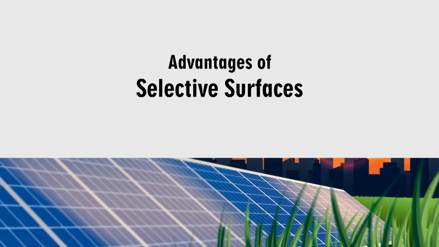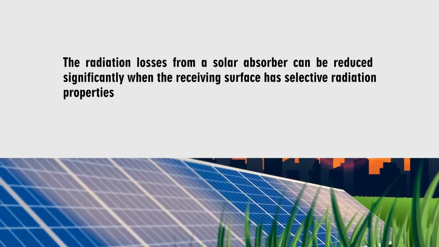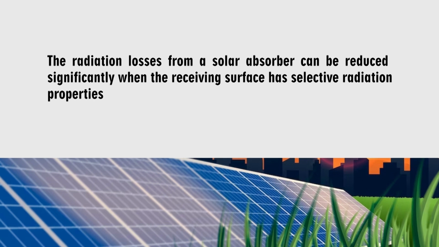Dear learner, you will learn in this course that solar energy absorbed by a solar collector is always in the process of losing the absorbed radiation to the environment by three phenomena. One is radiation, another is conduction, and the third one is convection. Now we will understand the advantage of a selective surface. The radiation losses from a solar absorber can be reduced significantly when the receiving surface has selective radiation properties.